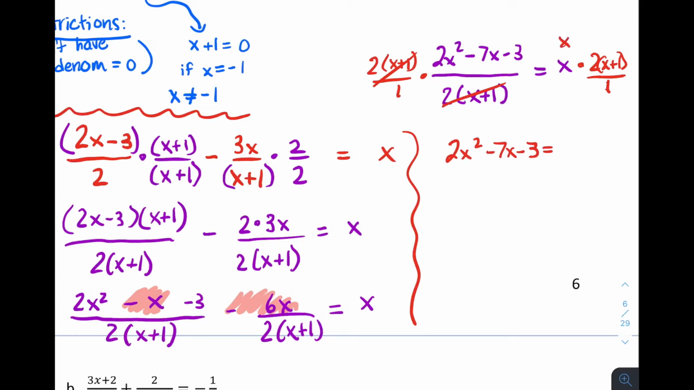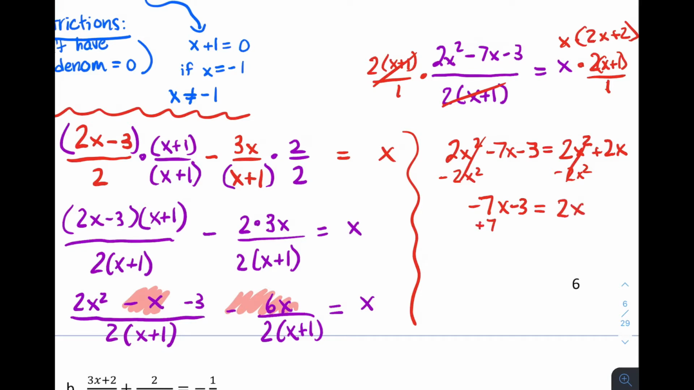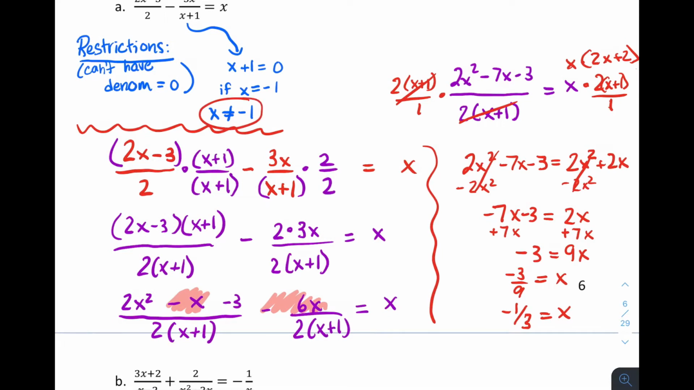Right-hand side, I will actually have to multiply. So I'm going to multiply my 2 times my x plus 1 and get 2x plus 2, and then multiply that times my x and get 2x squared plus 2x. Now it's just a normal quadratic equation. Actually, if you subtract 2x squared, it turns into a linear equation. And then you just have -7x minus 3 equals 2x. I'm going to add 7x, which gives me 9x equals -3. And then you can divide by 9 and simplify to get x equals -1/3. Check with your restrictions. The only thing we couldn't have was x equals -1, so x equals -1/3 should be fine. You can plug it back into the original and go all the way through and check if you want to make sure.